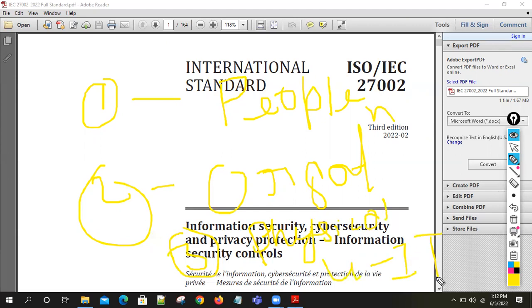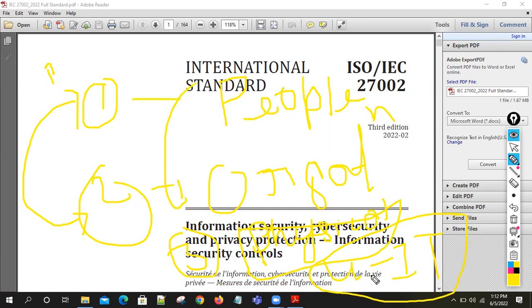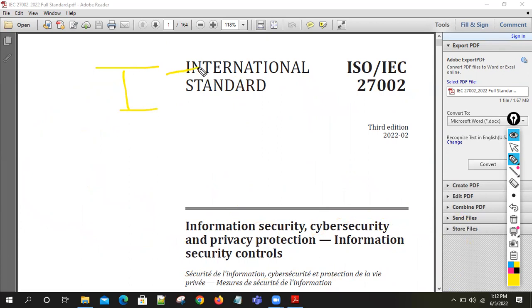So basically, cyber security is focusing upon these IT related controls only. Some part of physical has also been covered in cyber security. But people and organizational controls are important when we are dealing with information security or privacy related controls. Otherwise, for IT security, we can cover physical and IT related. IT related control is sometimes also called ITGC, IT general controls, or sometimes just IT controls.